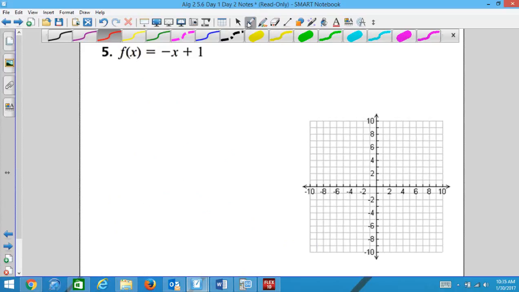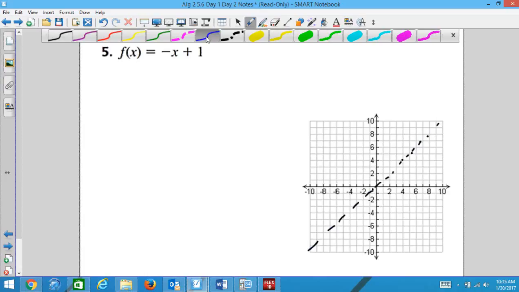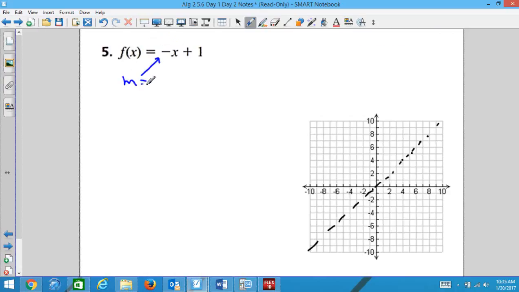All right, so I'm going to graph my original. I need to find my slope and my y-intercept. I'm going to begin at 1, and I'm going to use my slope, which is negative 1. Negative 1 is always over something, right? Negative 1 is over 1. So down 1 over 1, down 1 over 1, down 1 over 1.